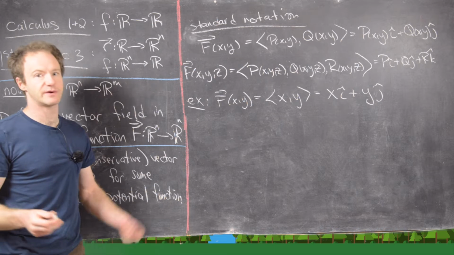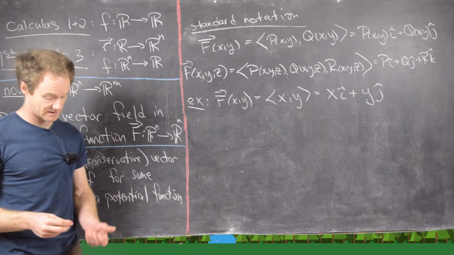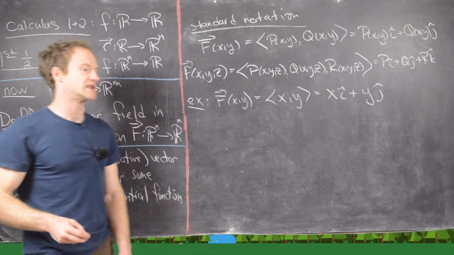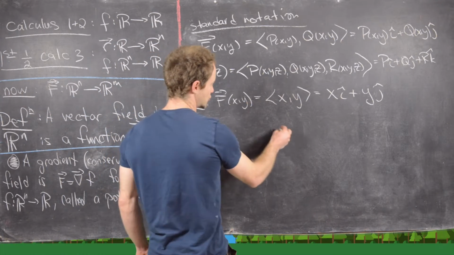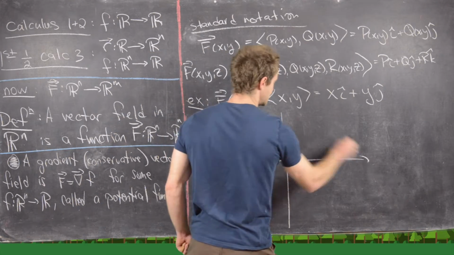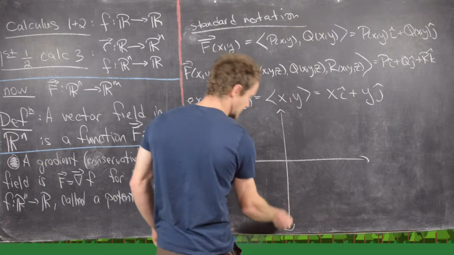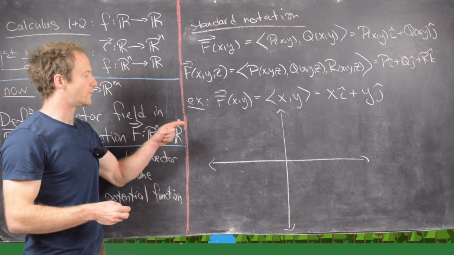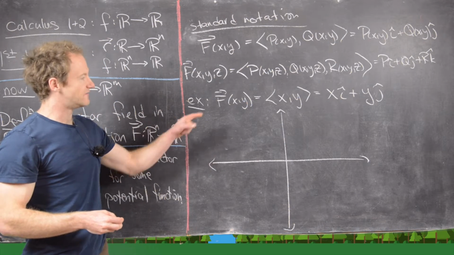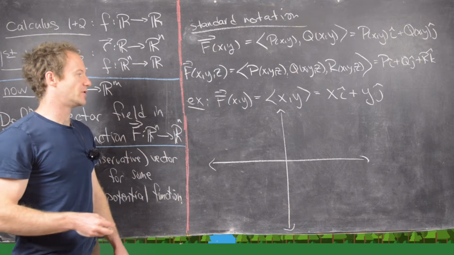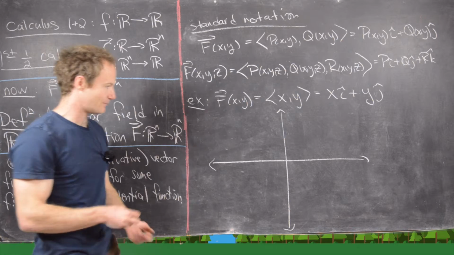Because essentially we have 4 dimensions. We have 2 domain dimensions and 2 range dimensions, but we can do it in the following way. We'll draw the XY plane like this, and then at selected points in the XY plane, we will draw a vector which is given by the output of this vector field at that point.